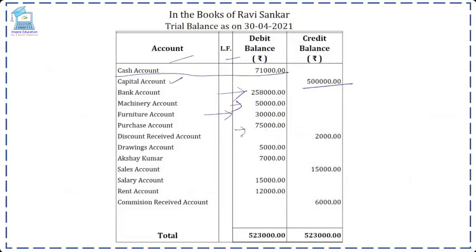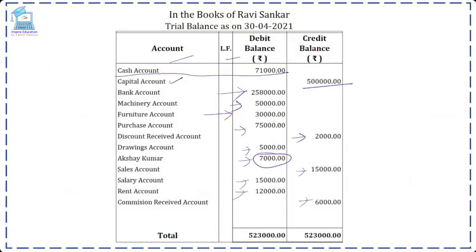Purchase is 75,000. Discount received on the credit side 2,000. Drawings 5,000. Akshay Kumar 7,000. Sales 15,000. Salary account this. Why Akshay Kumar 7,000? Because this is the balance in Akshay Kumar's account. Rent 12,000. Commission received 6,000.